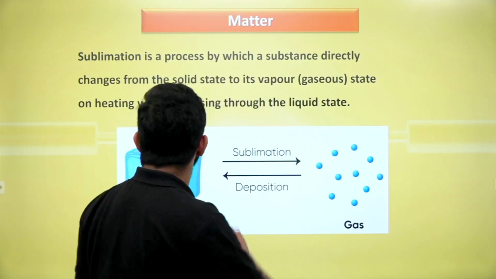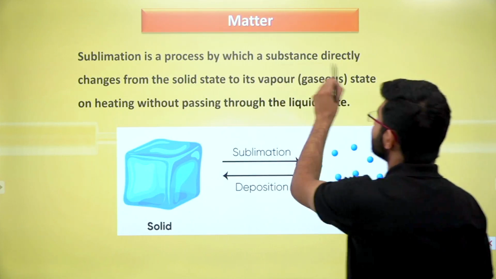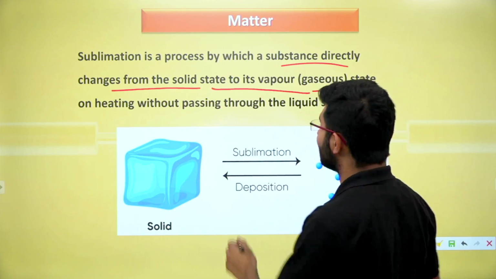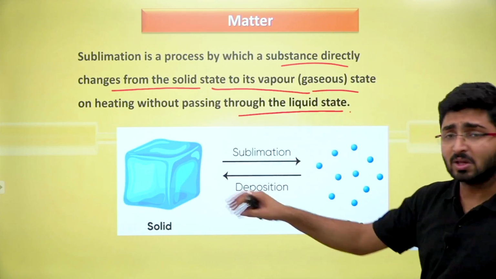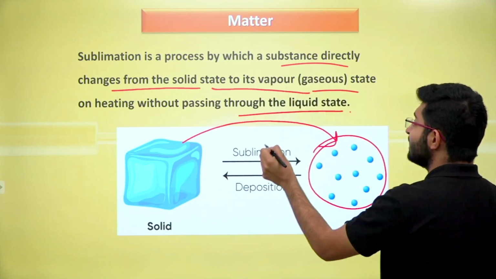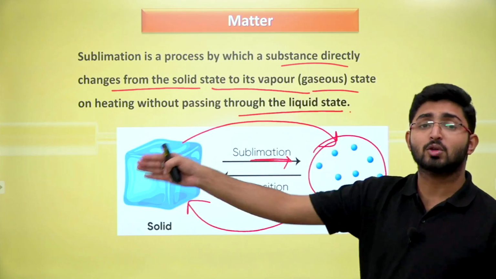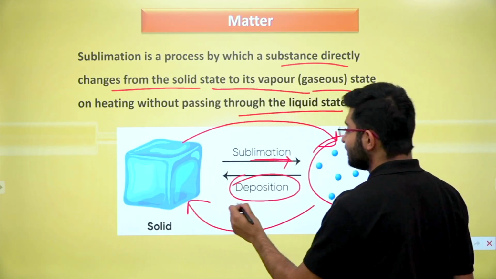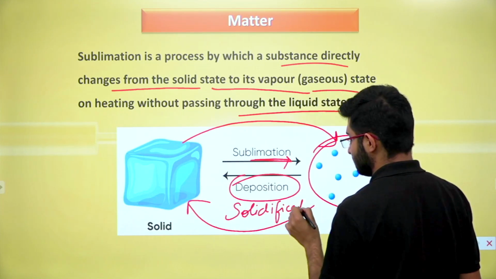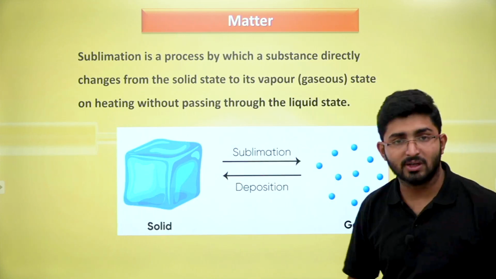You can see here further that the definition of the process is given. Sublimation is a process by which a substance directly changes from the solid state to its vapor, that is, gaseous state, on heating without passing through the liquid state. You can also see here that this is solid and it is converting itself into the gaseous state, which is sublimation. But when gas molecules are converted into the solid, it is known as deposition or solidification. Remember that. I hope this is very clear to you. You can take a screenshot of the definition now.